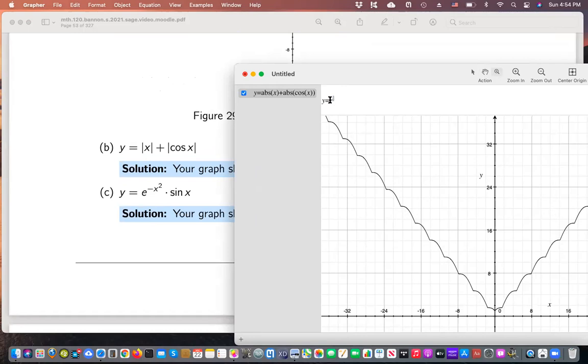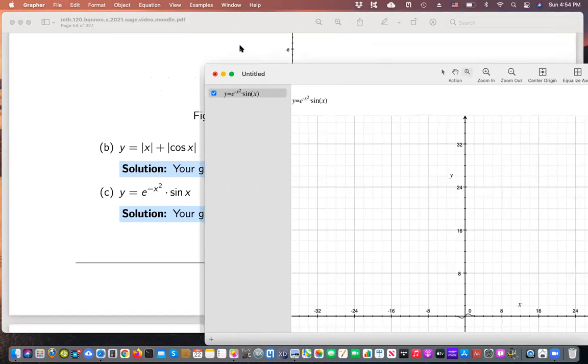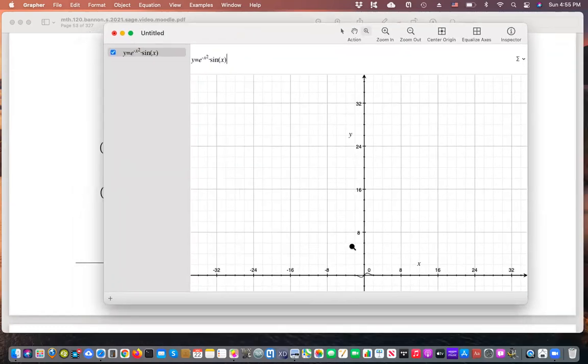E to the power minus x squared times the sine of X. All right. Oh, I don't see it. Do you? Oh, yeah, it's right there. Look at that.